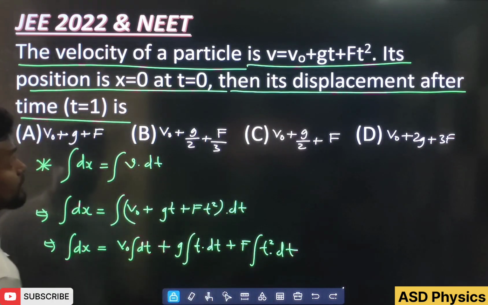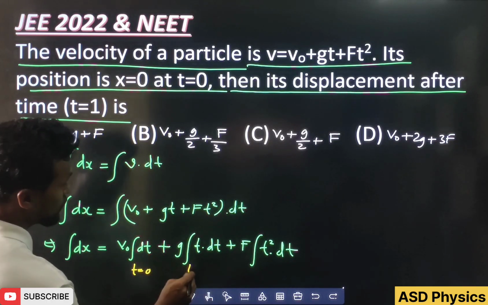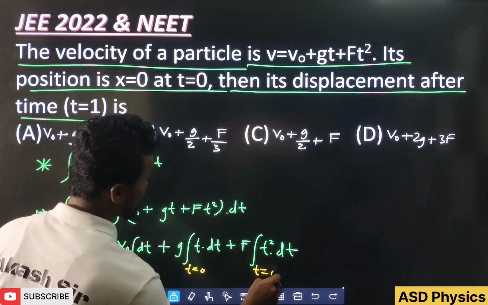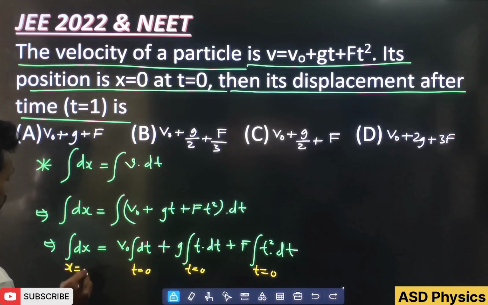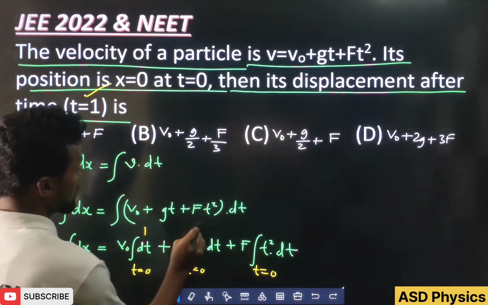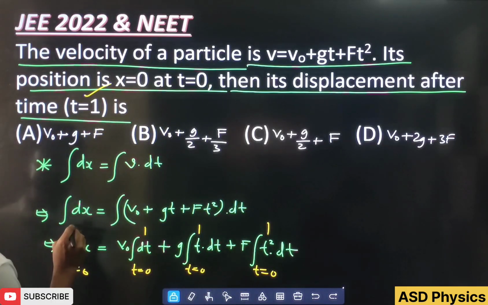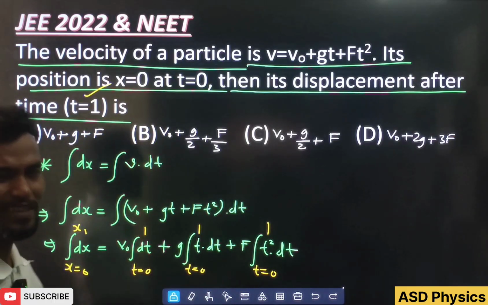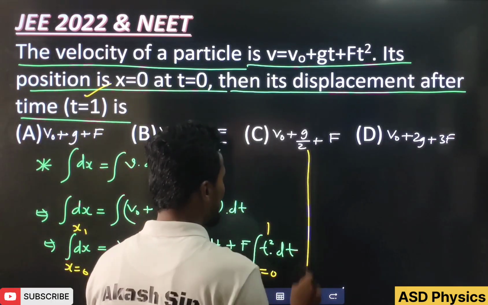Now we are putting the limits. Lower limit x equal to 0, t equal to 0. And at which time are they asking? At t equal to 1 second. So the upper limit is 1, and let's take for example this position, or we can say displacement, is x1. Is it? So what will happen here?